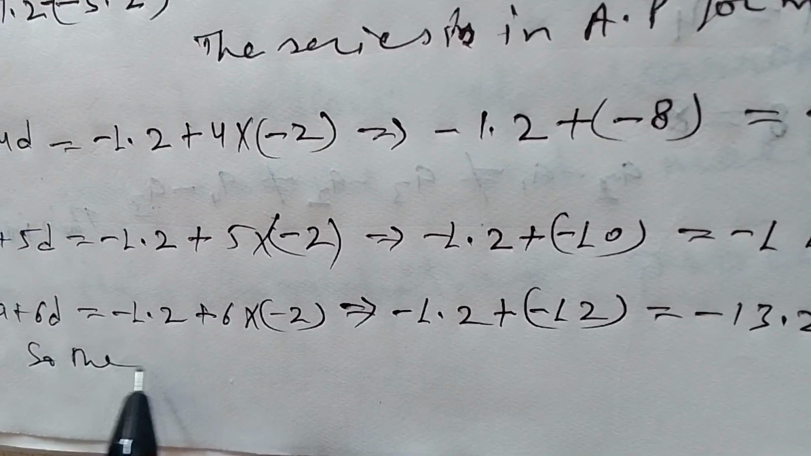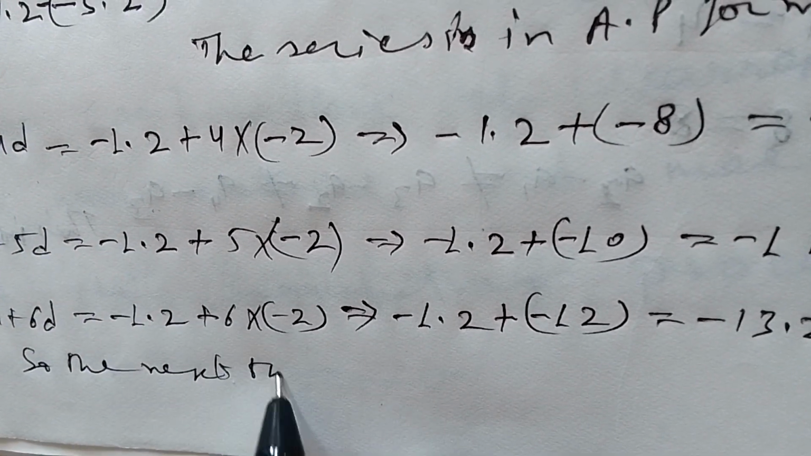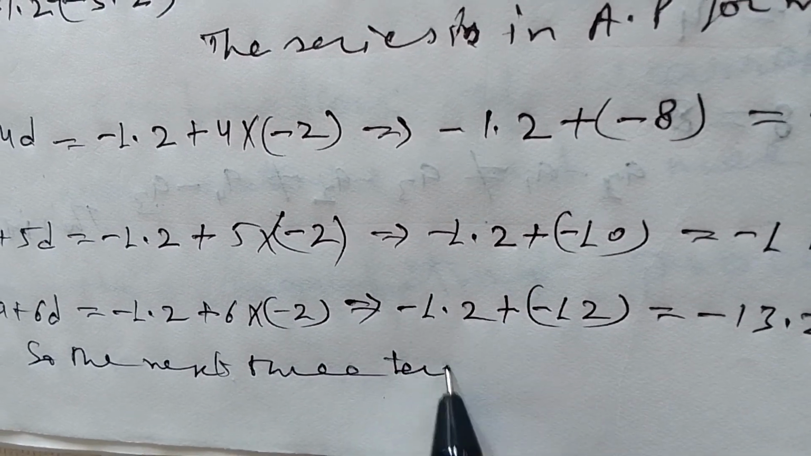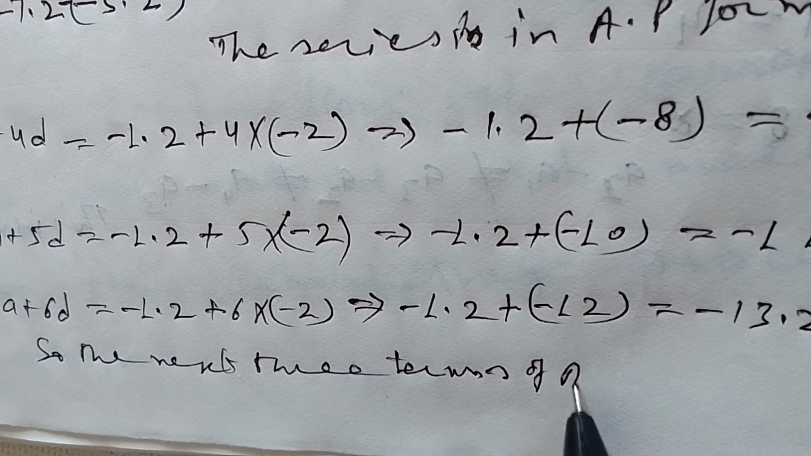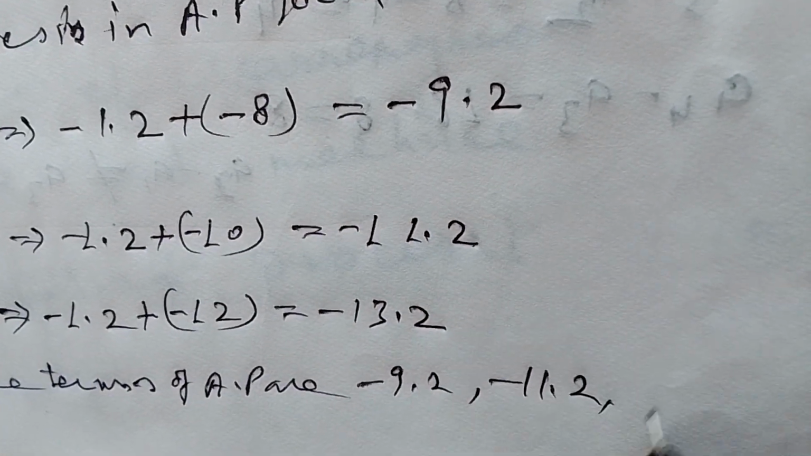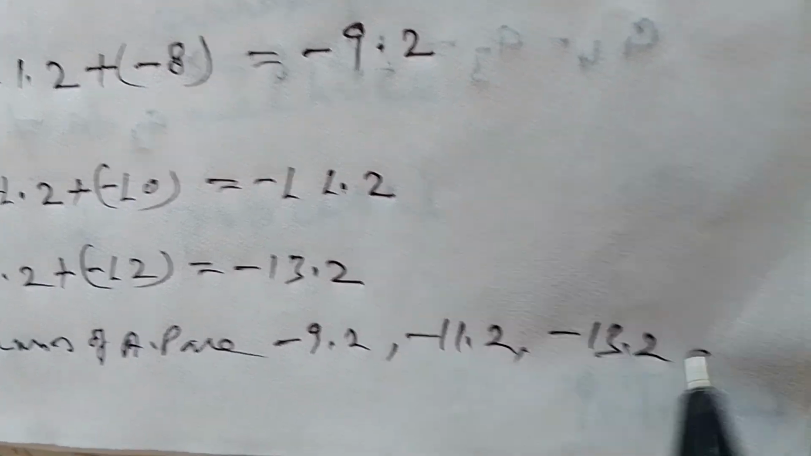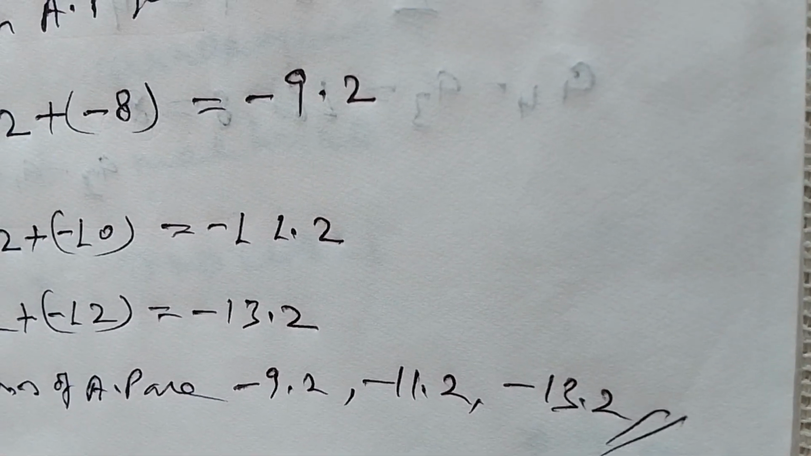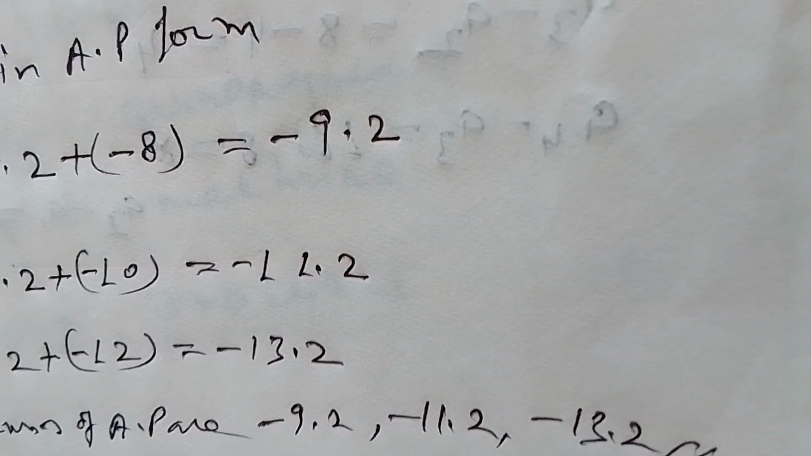So the next three terms of the AP are minus 9.2, minus 11.2 and minus 13.2. This is the answer of the third part of the fourth question.